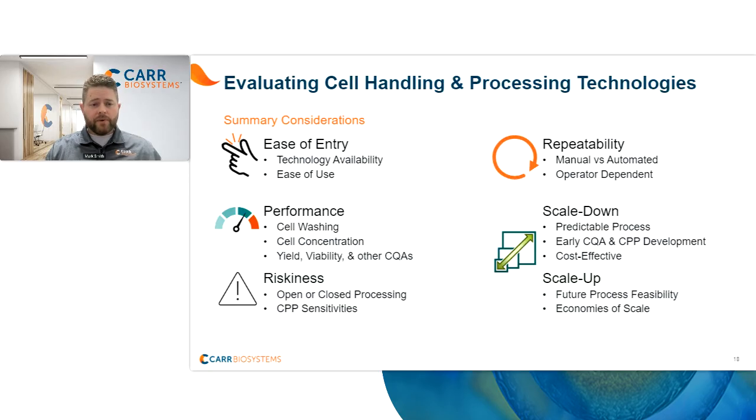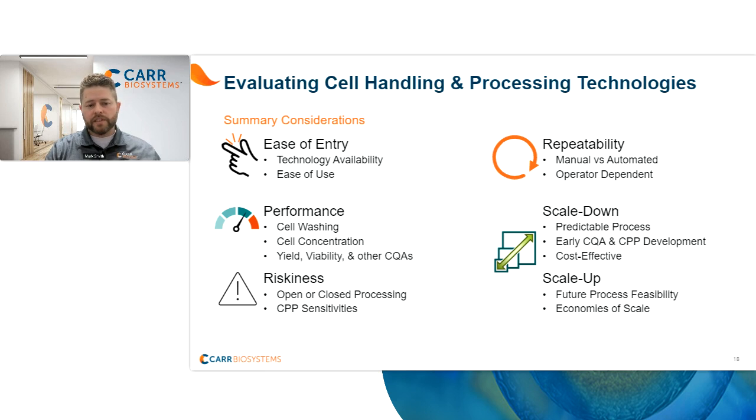And when evaluating overall cell processing and cell handling technologies, there's a couple of considerations we've frequently seen here, and we'll use these considerations later as we give a scorecard to different types of technologies and different types of approaches. So one is ease of entry here on the top left. Is the technology available? Do I have it in my lab today? Do I need to purchase something special? Of course, that plays a role, but we saw earlier in CMC strategy, that may not be the most critical one if we are looking to the future. Performance plays a role. Can it do what I want it to do? And what's the yield? What's the viability? And what are other CQAs there that I can get?